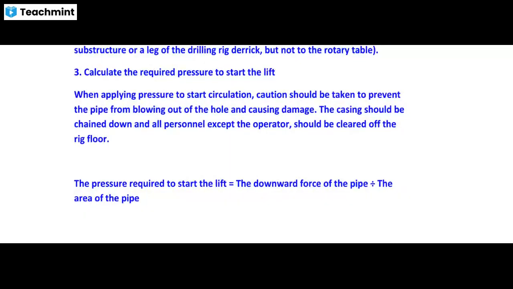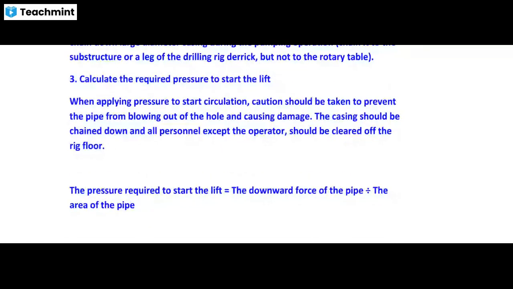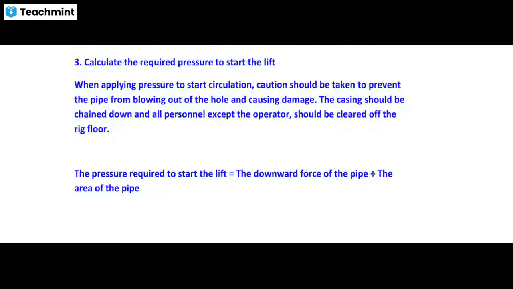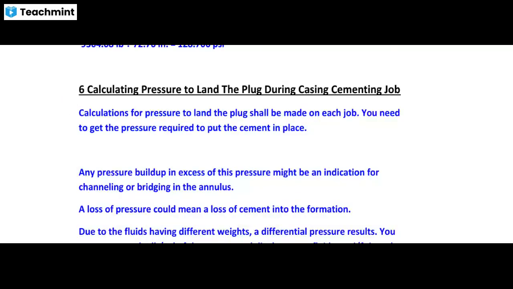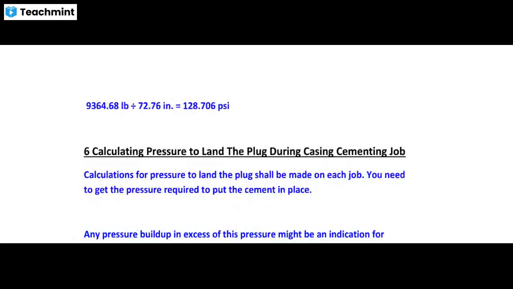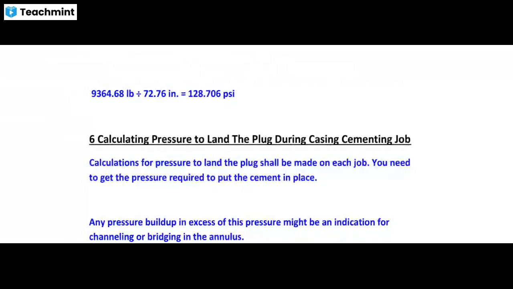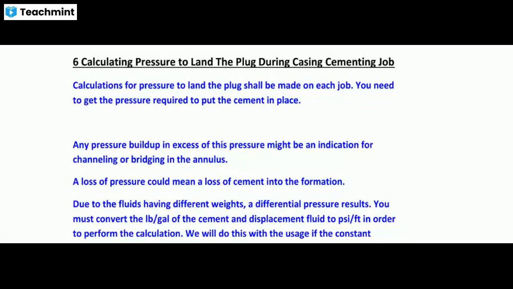Therefore, the pressure required to start the lifting equals the downward force of the pipe divided by the area of the pipe. So this is the required pressure to start the lifting. You can see here, 9364 divided by 72.76, you will get 128.706 psi. Then number 6, calculate the pressure to land the plug during the casing cementing job.